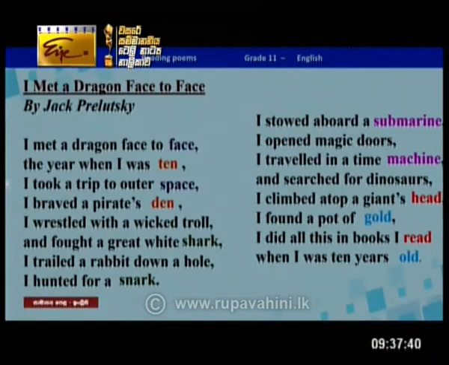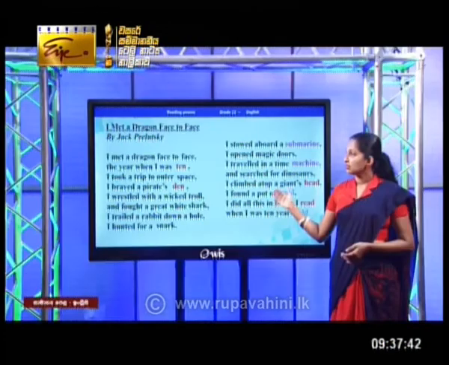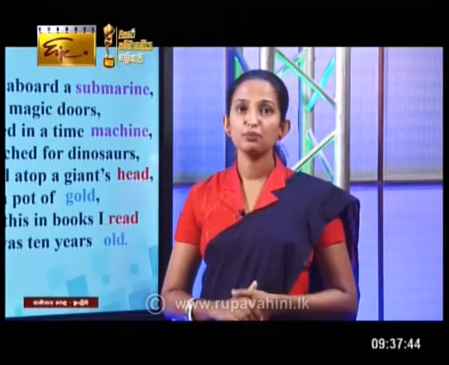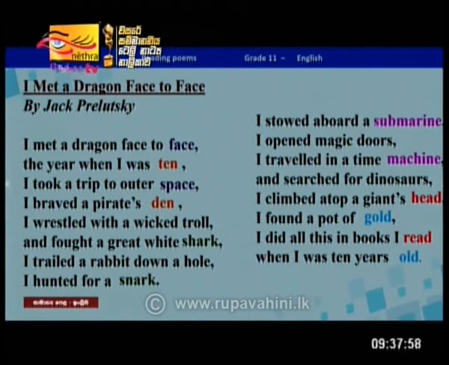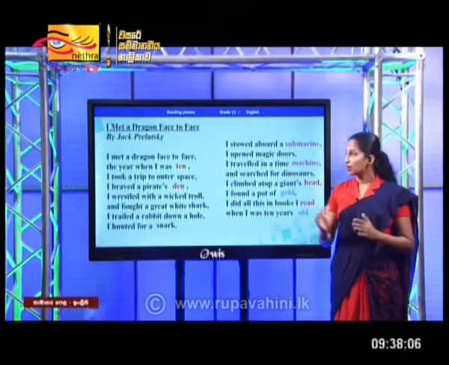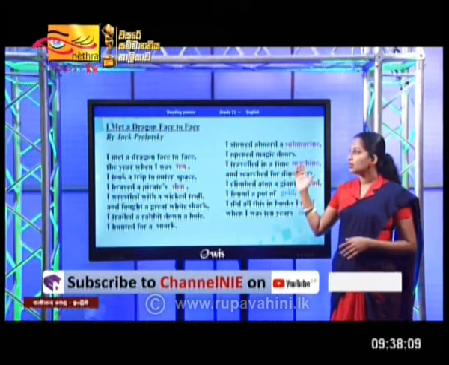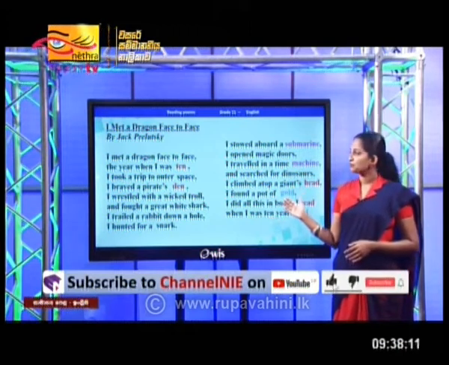Okay children, these are the rhyming words in the poem. Let's read them together. Face, space. 10, den. Shark, snark. Submarine, machine. Head, red. Gold, old. I think now you are familiar with the rhyming words as well.